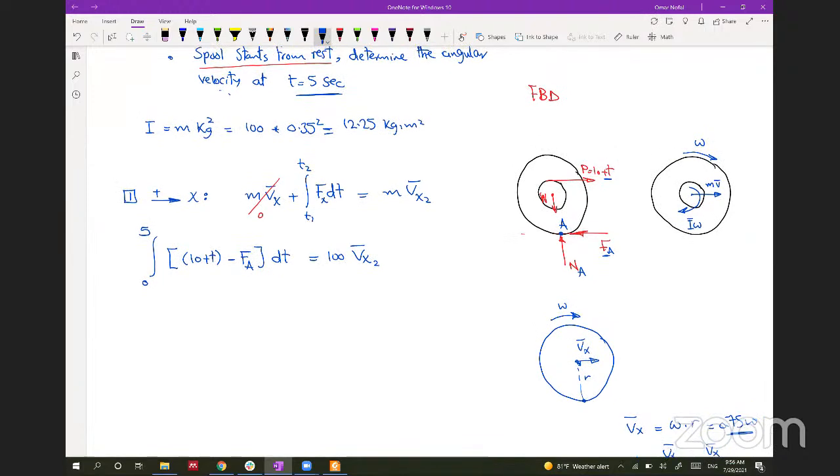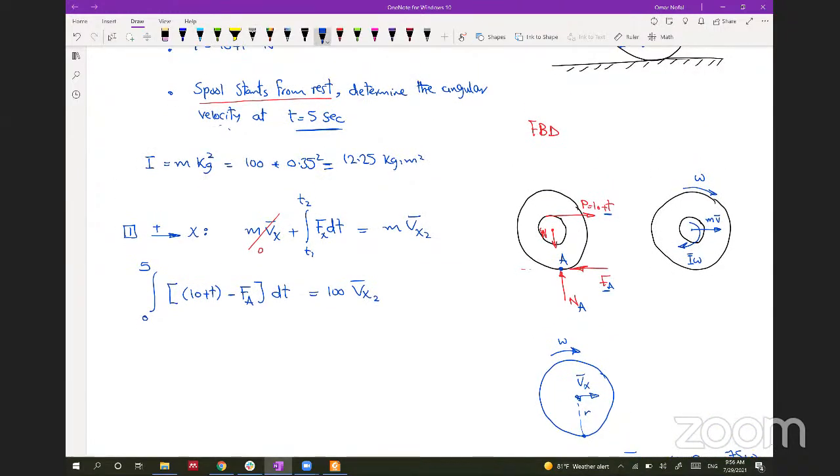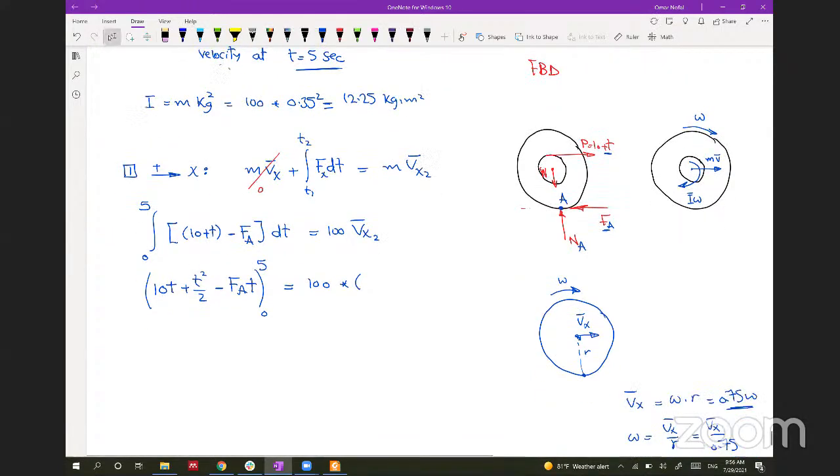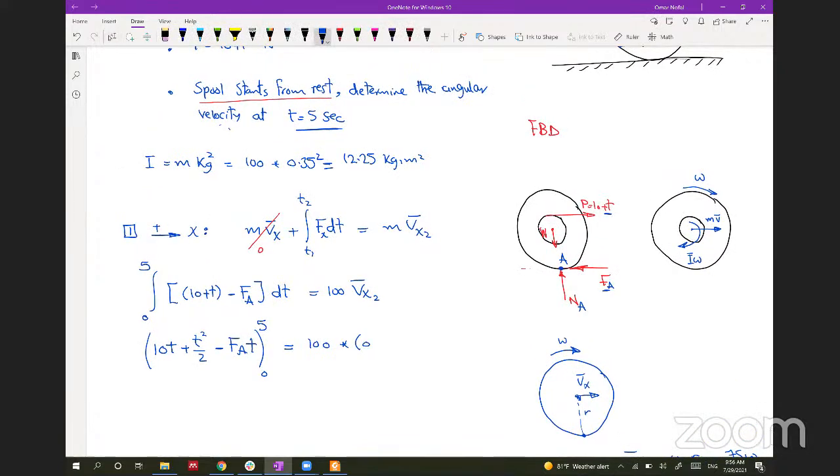Okay, so let's integrate the left-hand side first. We will have 10t, if we integrate this, plus t squared over 2, and minus fa t, and all of these will be evaluated between the upper and lower bounds of the integration, and this should be equal to 100 multiplied by Vx2, which is 0.75 omega, and this should be omega 2.